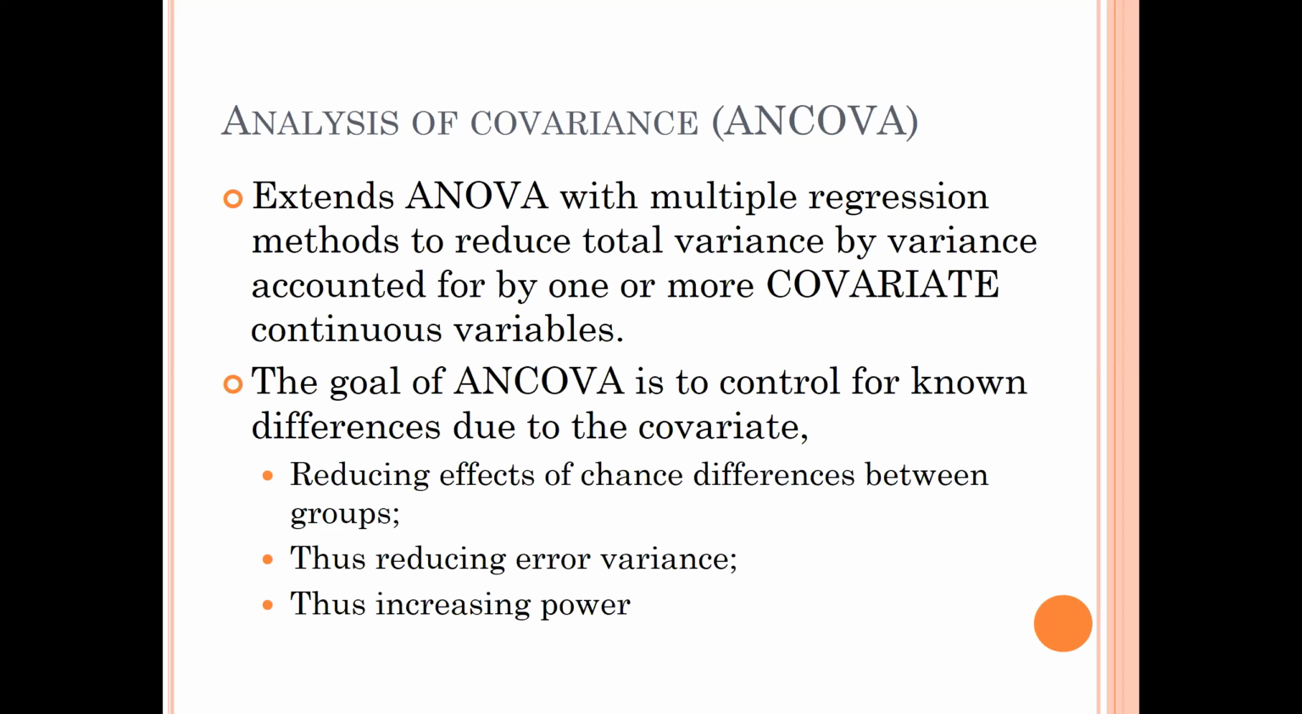So generally with ANCOVA, we are accounting for variance in the dependent variable with IVs, one or more independent variables. This allows us to account for additional variance in the dependent variable by a factor or covariate that is not part of our theory or research questions, but that is associated with the dependent variable. So the goal of ANCOVA is to control for known differences that are due to the covariate, but that are not really part of your research.